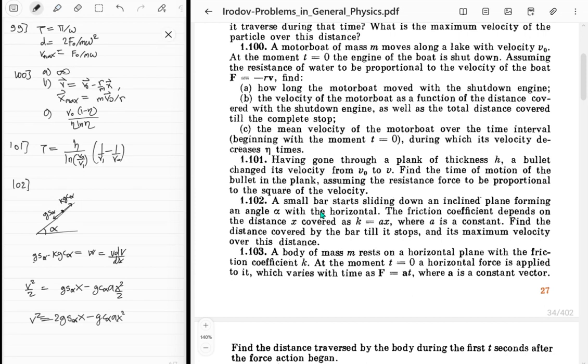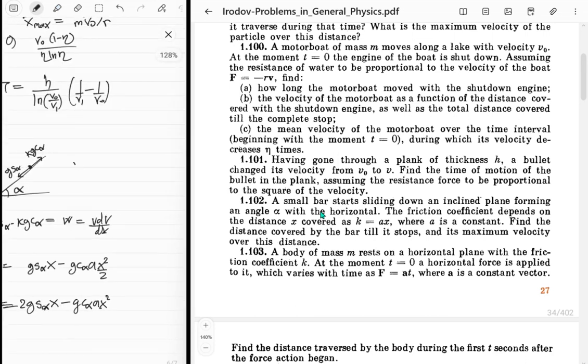Find the distance covered by the bar till it stops. First of all, simplify this thing. b squared is equal to, I'm gonna take g out, and let's also take x out. So it's gonna be 2 sine alpha minus a cosine alpha x. That should do it. So first of all, when will this be 0?